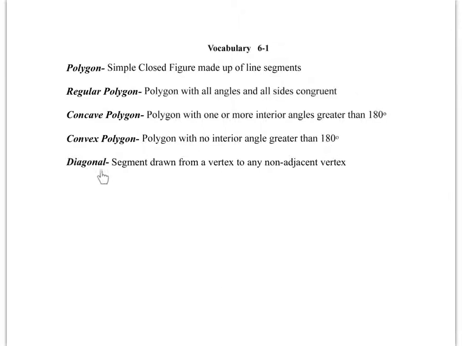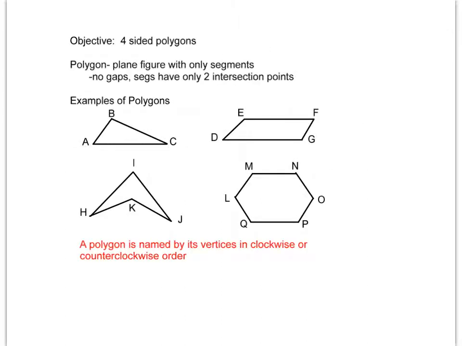And a diagonal, this may be new, but a diagonal is a segment drawn from any vertex to any non-adjacent vertex in a polygon. So take a couple of minutes, write those down, and I'm going to go grab a cup of coffee. Okay, let's look at some examples of polygons.